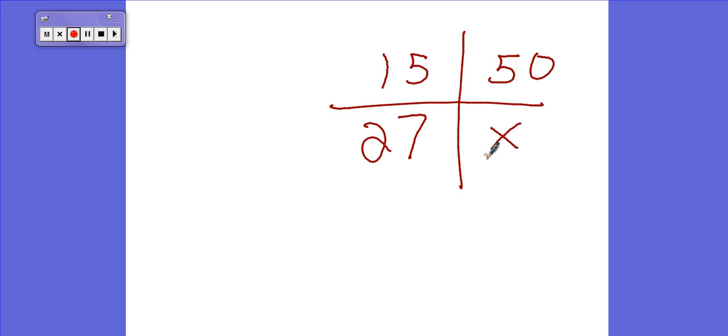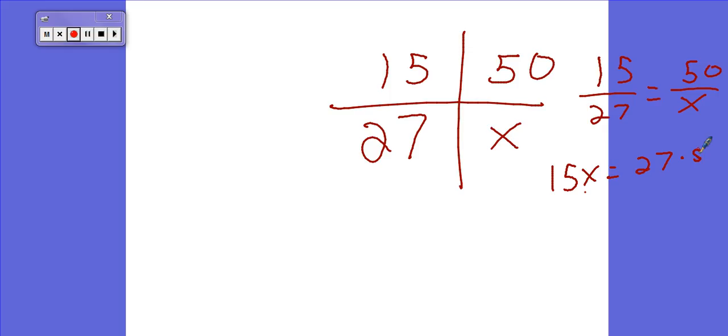Well, I don't know. How do we find it out? Do I have a proportion ready to go? You bet I do. 15 over 27 equals 50 over x. Okay? That is 15x equals 27 times 50. I'm not going to bother to do 27 times 50. Let's divide everything by 15.